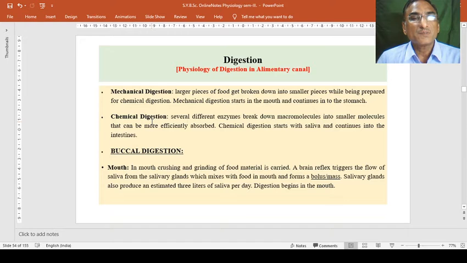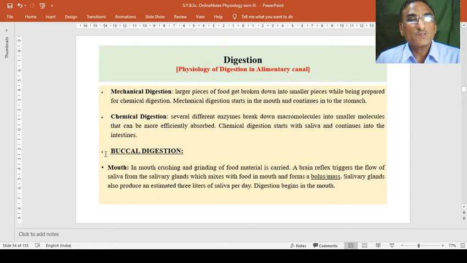Chemical digestion means several different enzymes break down macromolecules into micromolecules, meaning small molecules (macro means large molecule), so that they can be more efficiently absorbed. Chemical digestion starts with saliva and continues into the intestine. So actual digestion starts from the mouth to the intestine, meaning in the mouth the first activity of digestion is carried out.